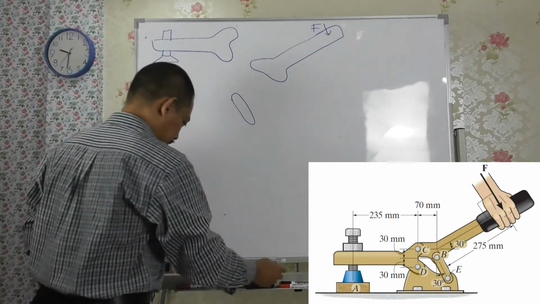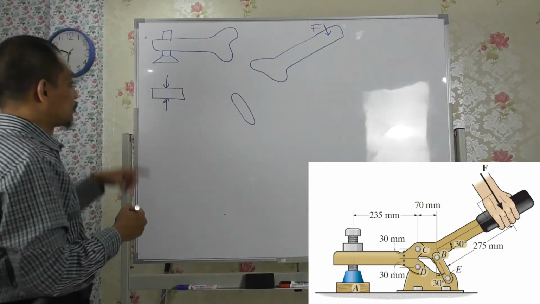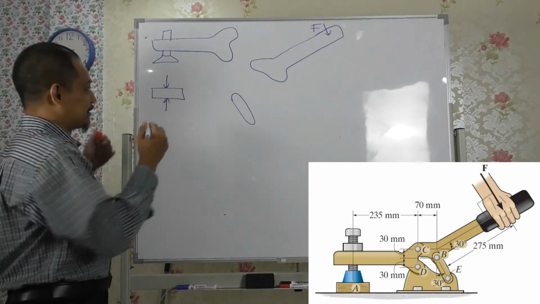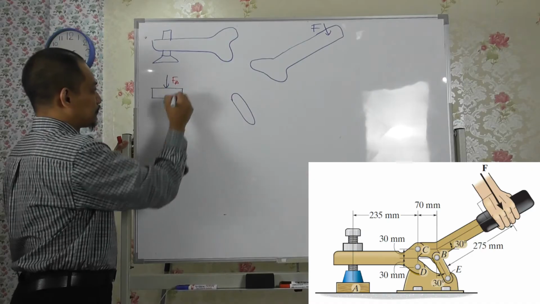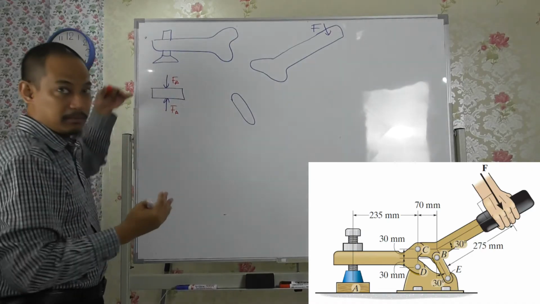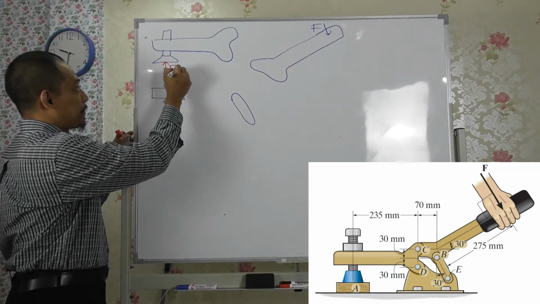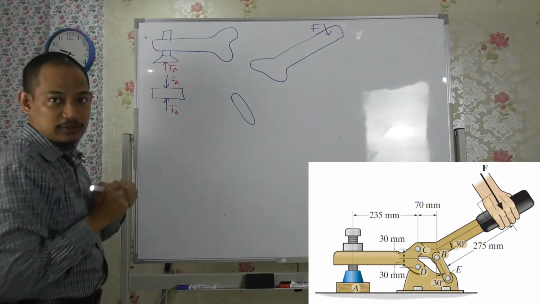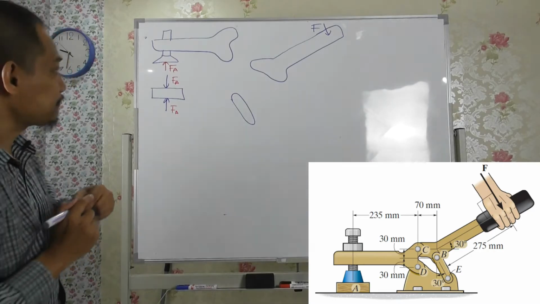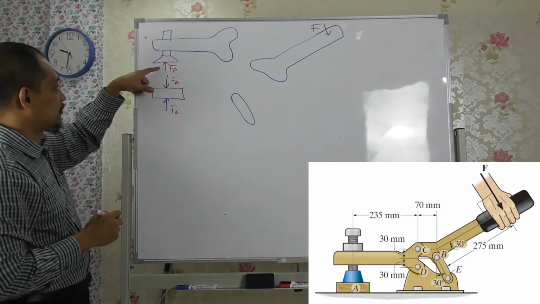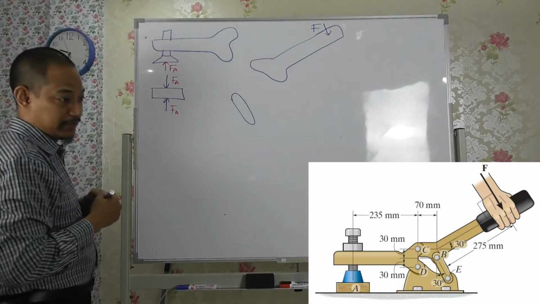And okay, I'll use another color. So from this clamp here, let's say this is FA, that is clamping on block A. So obviously this one corresponds to this one, right? Hopefully it's not too small, you can see, right? So this force corresponds to this clamping force A, right?